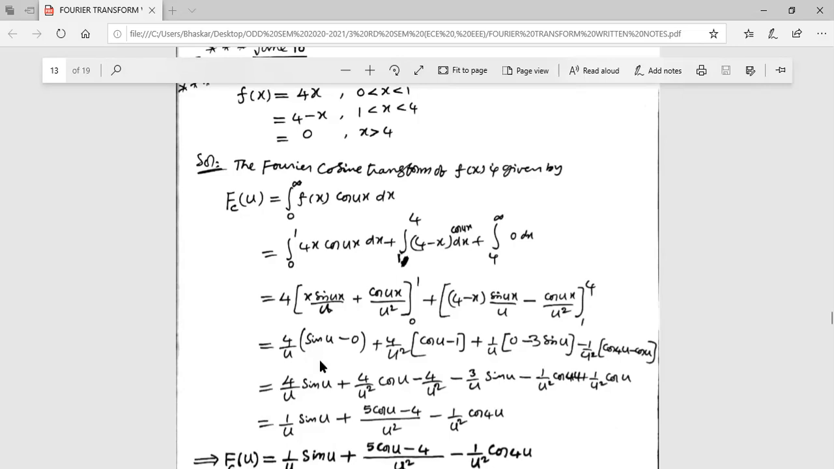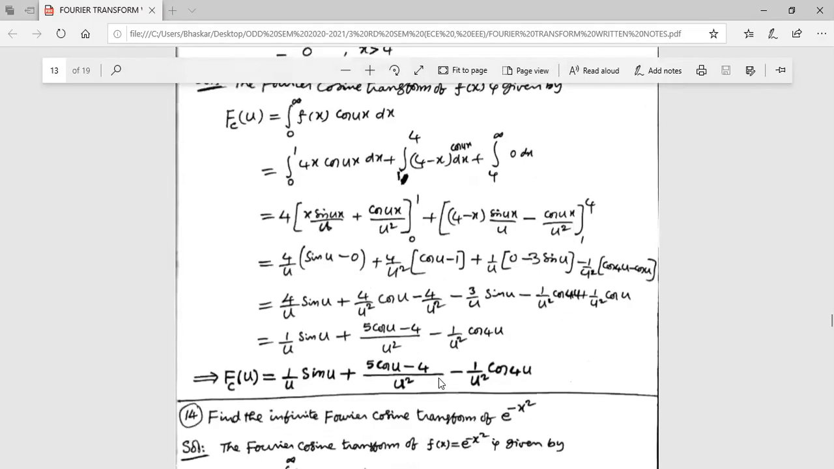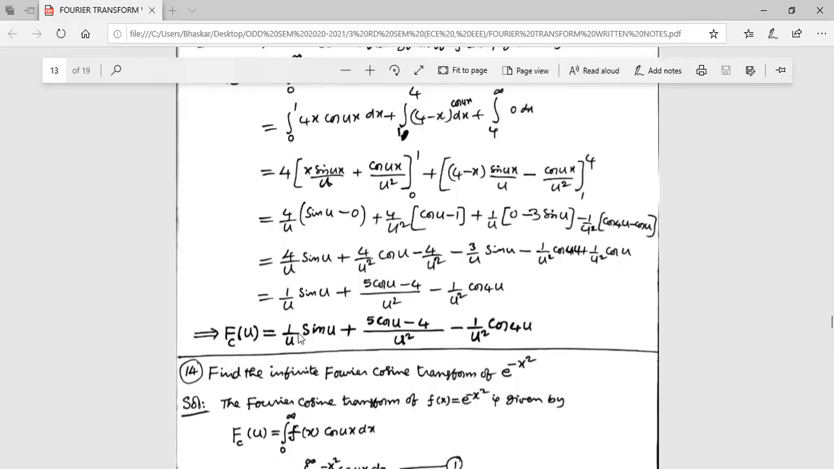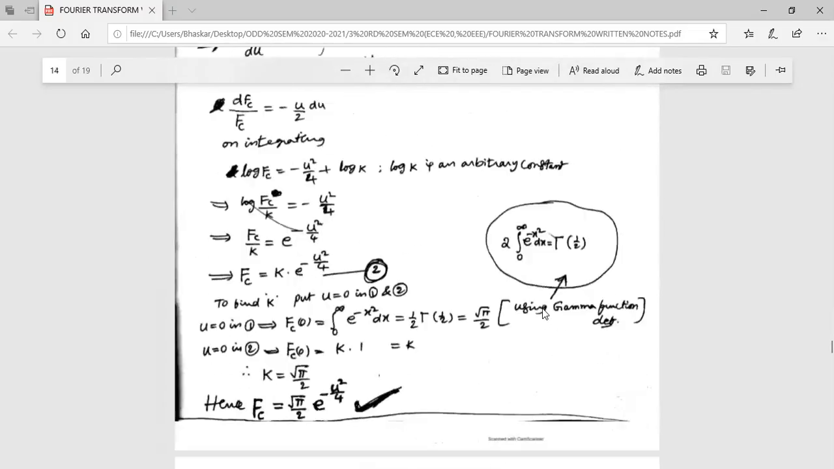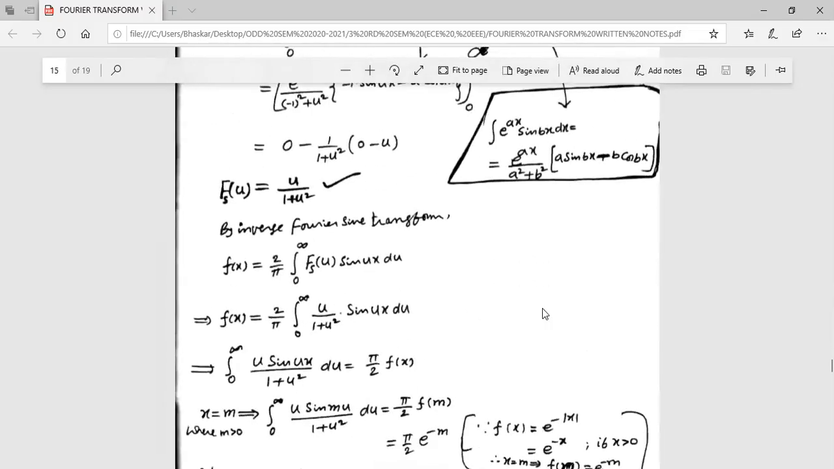So 4 by u sine u plus 4 by u square cos u minus 4 by u square minus 3 by u sine u minus 1 by u square cos 4u plus 1 by u square cos u. On simplifying, we got 1 by u sine u plus 5 cos u minus 4 by u square minus 1 by u square cos u. That's what we got. Okay. Now that's how we found the Fourier cosine and sine transform for the two different types of functions. Now move on to what we are going to see.